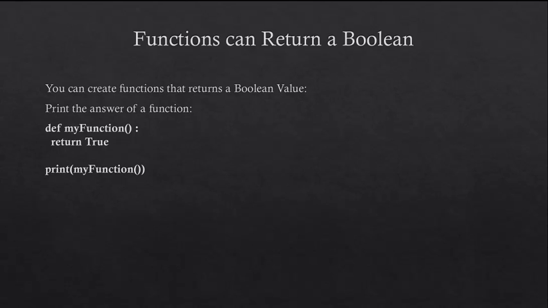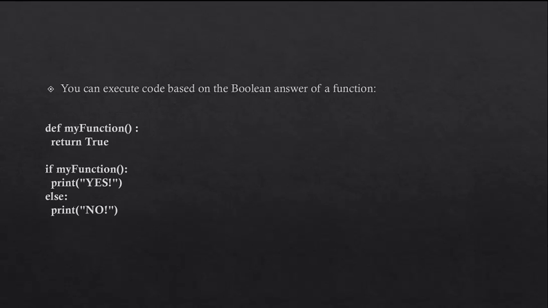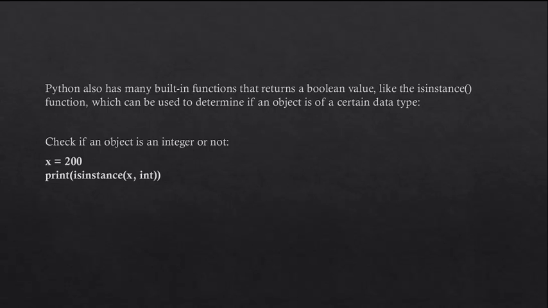Functions can return a boolean. We can create a function that returns a boolean value. We print the answer of the function. Def myFunction returns true, and now print myFunction will return true. We can execute code based on the boolean answer of a function. Def myFunction returns true. If myFunction is true, then we print yes, else we print no.